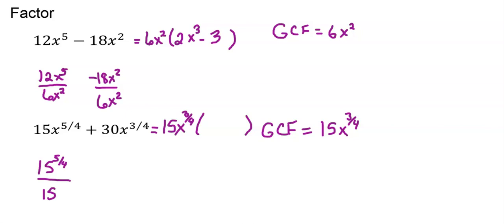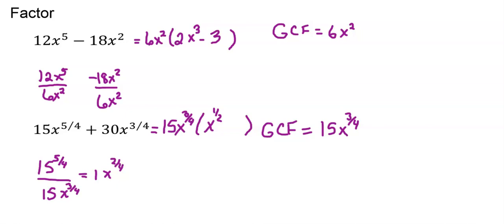So if we take 15x to the 5/4 and divide it by that greatest common factor of 15x to the 3/4, 15 divided by 15 is 1. And then the x to the 5/4 divided by x to the 3/4, we could subtract the exponents. So 5/4 minus 3/4 is 2/4. We've got a common denominator, so that's an easy subtraction to do. 5/4 minus 3/4 is 2/4, and 2/4 does simplify to 1/2. So we can write that as x instead of 1x, x to the 1/2 power.